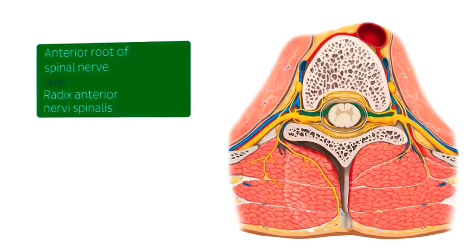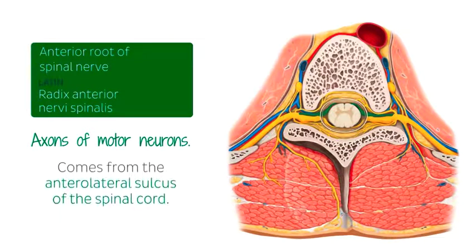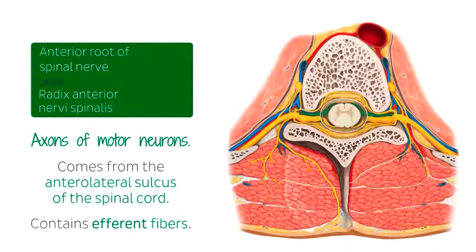This is known as the anterior root of the spinal nerve. Nerve fibers leave the spinal cord in order to reach the rest of the body through the anterior root, and come back again in order to provide the brain with sensory information through the posterior root. The anterior or ventral root of each spinal nerve consists of axons of motor neurons whose cell bodies are found in the gray matter of the spinal cord. It comes from the anterolateral sulcus of the spinal cord and contains efferent fibers that run towards the muscles in order to give them motor impulses.